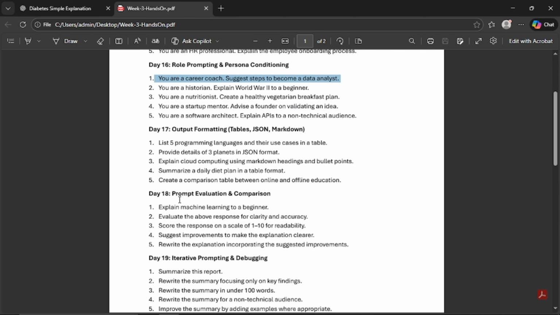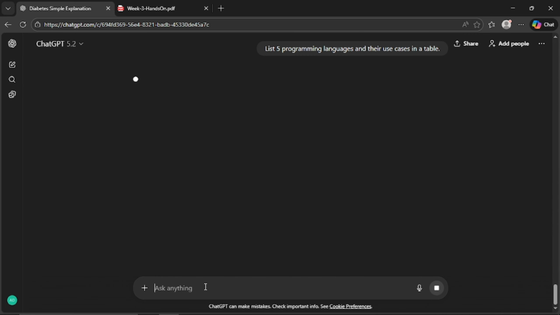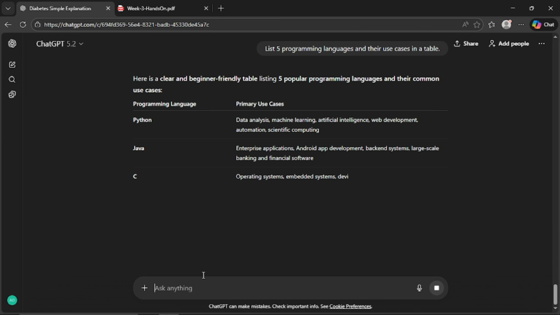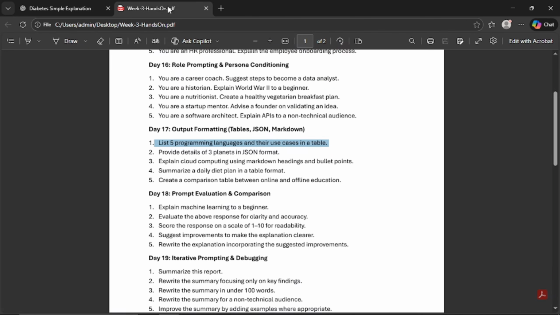Now, when it comes to output formatting, I will be giving a prompt like, list 5 programming languages and their use cases in the form of a table. So here I'm structuring my output in the form of a table. It gives me the 5 programming languages and use cases: Python, Java, C, JavaScript, SQL, and their primary use cases, such as data analysis and machine learning. Like this it gives us the output.